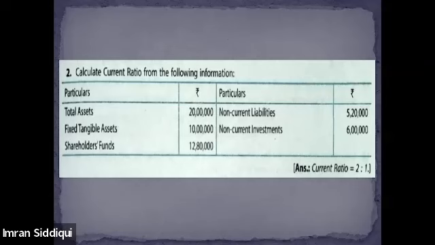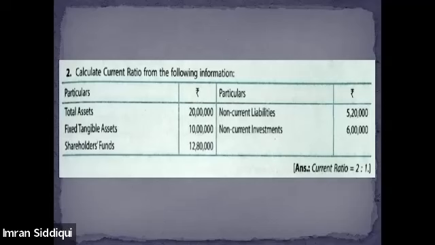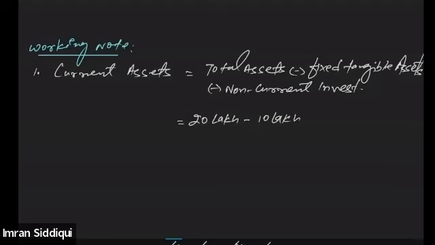So out of 20 lakh, if we subtract 10 lakh, which is the value of the tangible asset, and also subtract 6 lakh, the remaining amount will be 4 lakh. Tell me, everyone, is this clear? Mariam, Abin, Halima. Yes. All right. So this was the current asset.